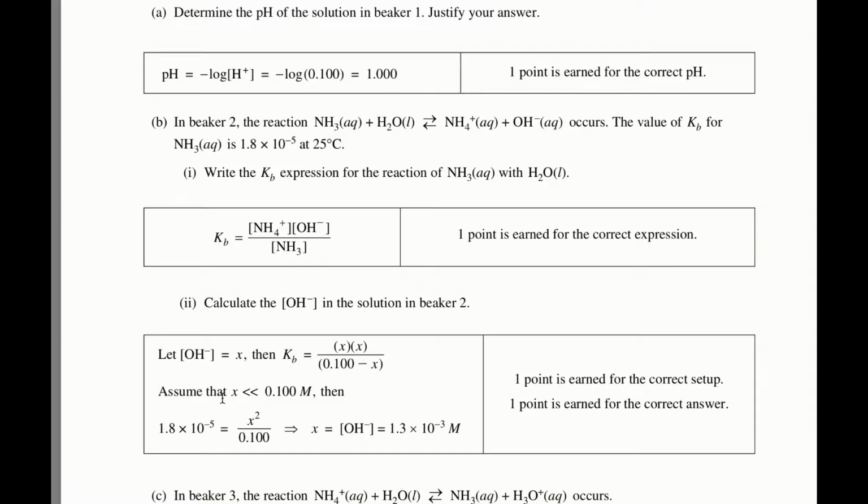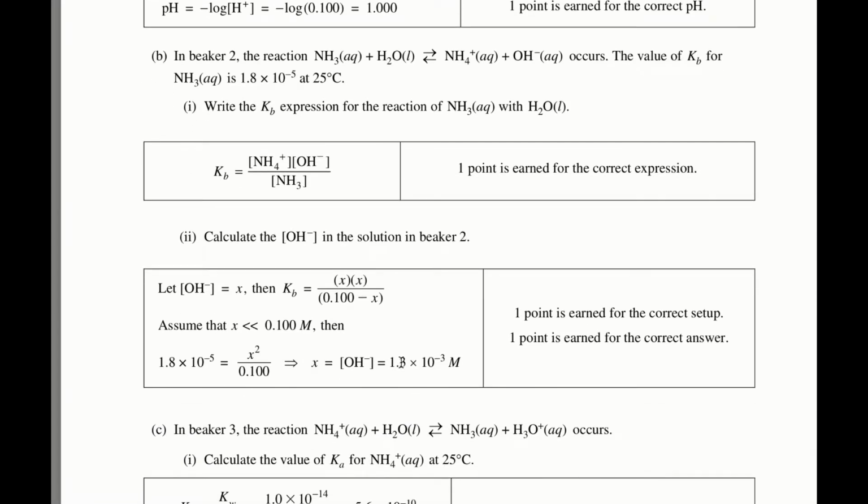So this is their way of showing their rule of 100. You show your rule of 100, how you get rid of X, okay? And then you can actually solve for X, and then your X value will be 1.3 times 10 to the negative third, which is your concentration of OH minus, because X is your concentration of OH minus.